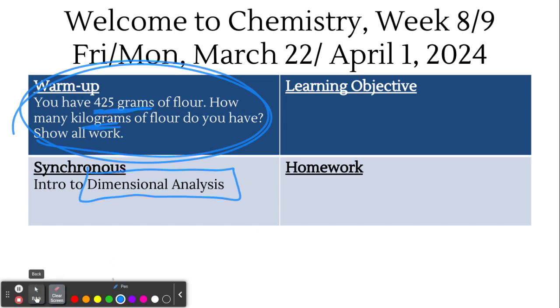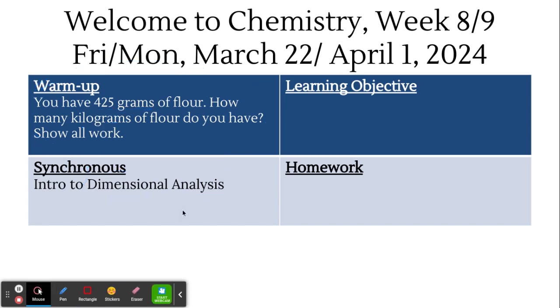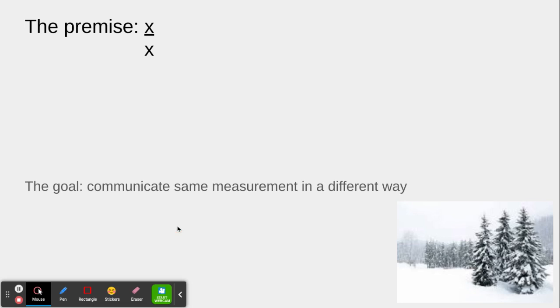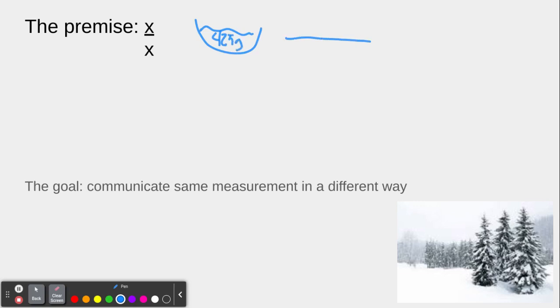So that's exactly what we're doing. All we're doing is a conversion of units. We're taking a measured amount, in the example 425 grams, and we're just converting it into the same amount in a different unit. Is our amount of flour in the bowl changing? No, it is not. It's just the unit I'm communicating in that's changing.